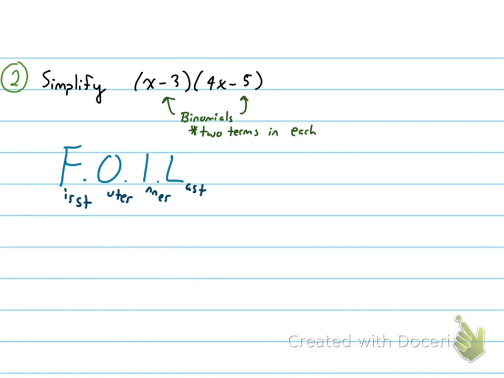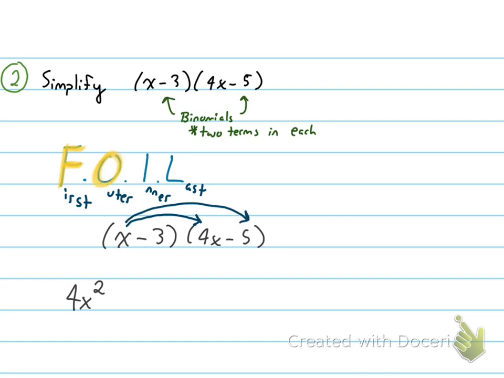So let's go through this one together. I have my expression. First, I'm going to multiply my first terms. So my x times my 4x, because those are the first numbers in each binomial. 4x times x will give me 4x squared. My outer terms are the terms I see in the very beginning and the very end of that whole expression. So x times negative 5. X times negative 5 will just be negative 5x.